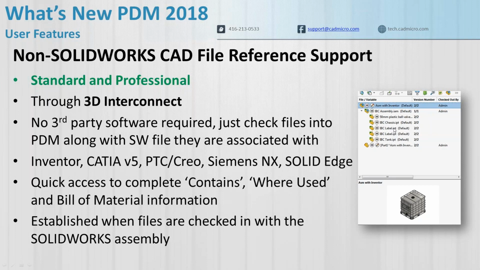So I do that through Interconnect, and then I can check in everything, including the Inventor files, into the vault. Once that's there, I now have access to all the stuff that you would with regular SOLIDWORKS files, including contains, where used, bill of material information, your data card information. Basically, it's just another SOLIDWORKS file. So again, if you're working with non-SOLIDWORKS files, big enhancement there.